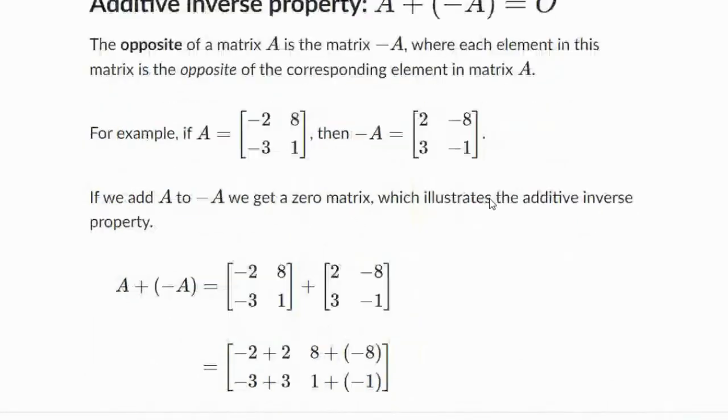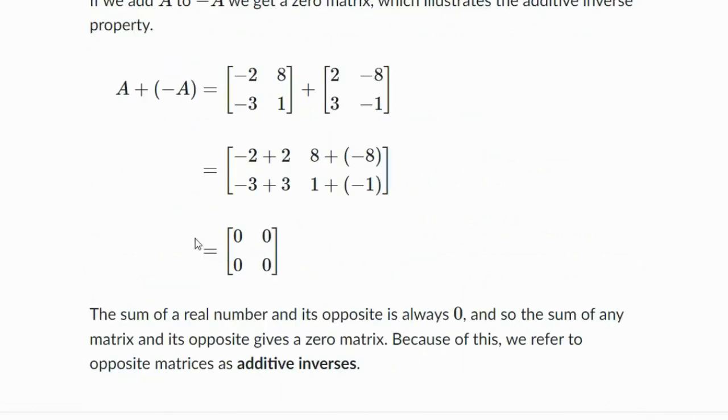The additive inverse. If we have A is negative 2, 8, negative 3, 1, then negative A would be positive 2, negative 8, positive 3, negative 1. And when we add those together, we get the zero matrix because you're adding opposite sign numbers together.